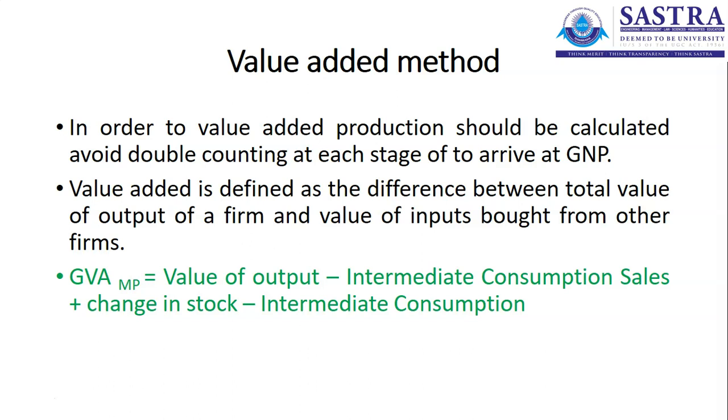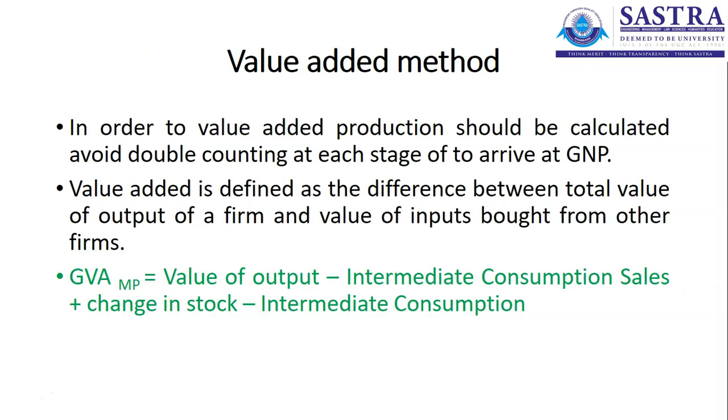Together is calculated. What raw material has been used, what services have been added, or what process has been added to the particular product is calculated in those two important methods. The gross value added at market price is calculated as the value of output minus intermediate consumption, that is, sales plus changes in stock minus intermediate consumption.